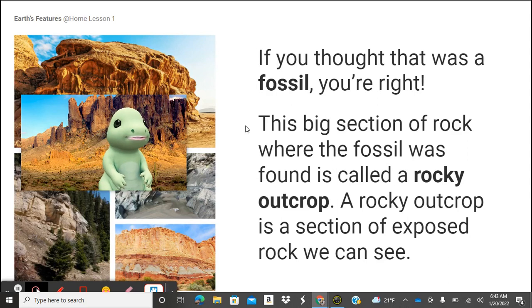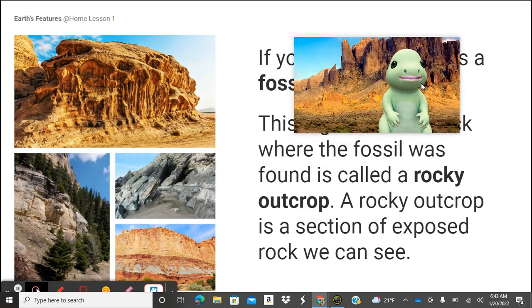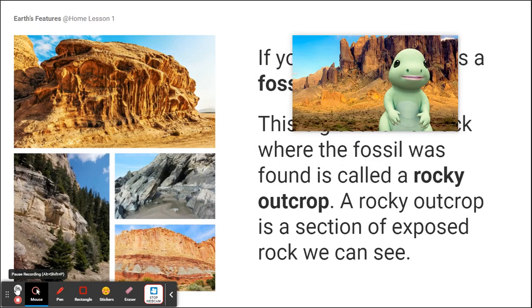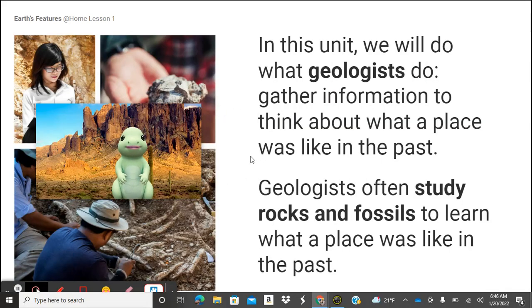And the picture of what you just saw was a fossil. Yes, it was a fossil or dinosaur fossil. And this big section of rock where the fossil was found is known as a rocky outcrop. A rocky outcrop is a specific section of exposed rock that you're able to see, like all these up here. Now, you can see pictures over here, and I'm going to jump on top of them here apparently.